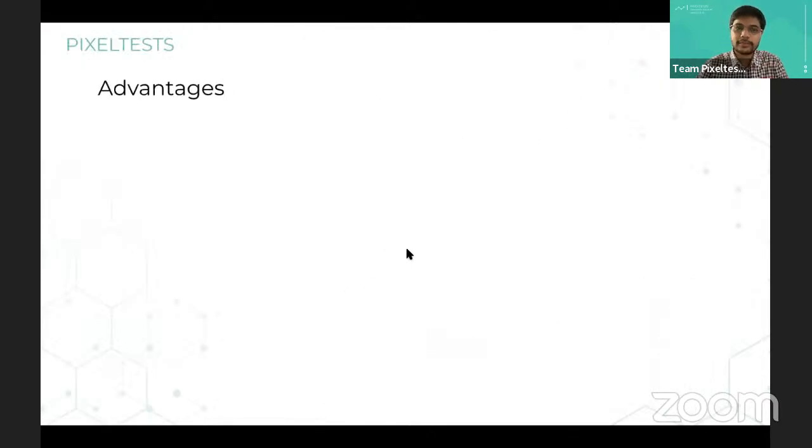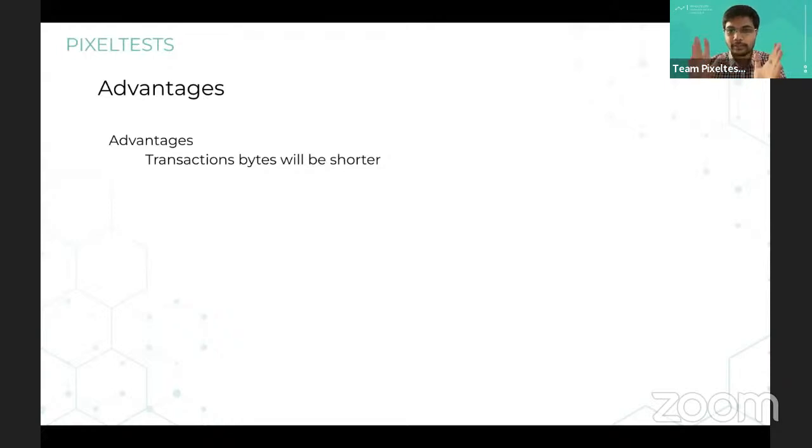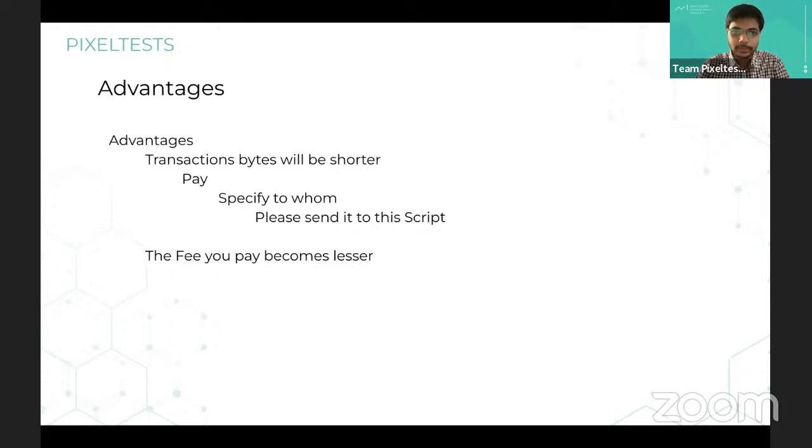We have also understood the advantages in terms of transaction bytes. For example, instead of sending 15 people's public keys and signature scripts together, you can directly hash them and send that in the transaction. You can just specify the script and send the amount to that particular person. The fee you pay also becomes lesser, because sending the public keys of 15 people makes a bigger transaction. If you send the hash of all of these together, the transaction takes less storage on the block, and the fee that the miner will charge you will also be lesser.